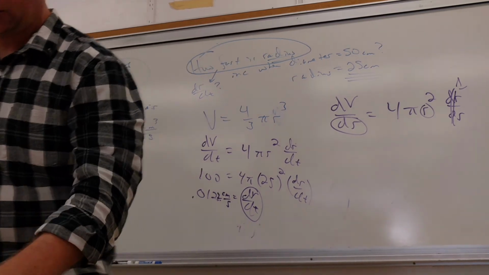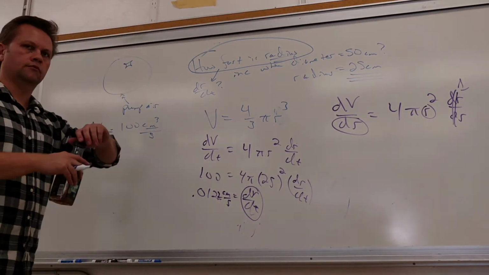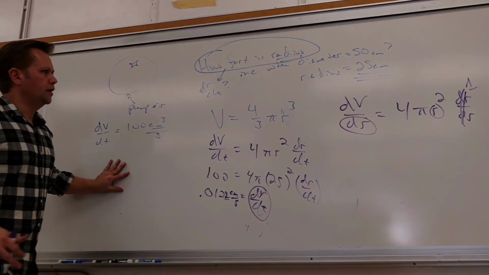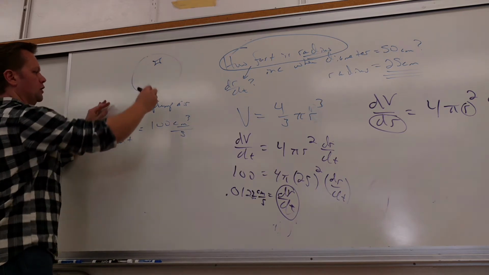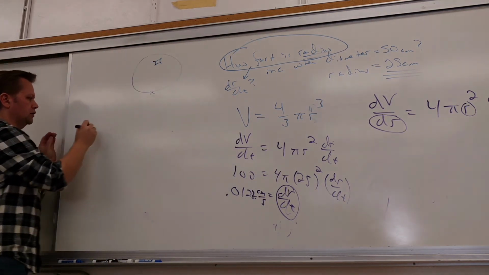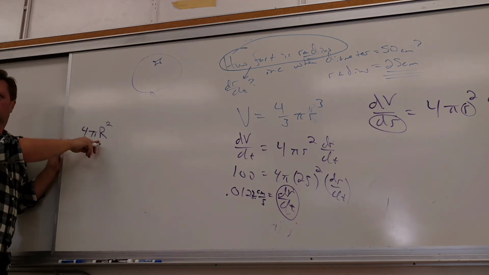Okay. And I wanted to mention this formula is similar to the surface area. It's interesting, if you look at a sphere, this is kind of cool. The surface area of a sphere is 4 pi r squared.